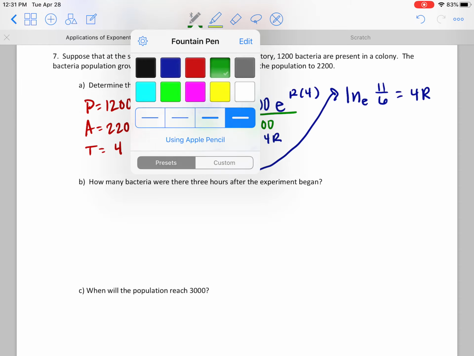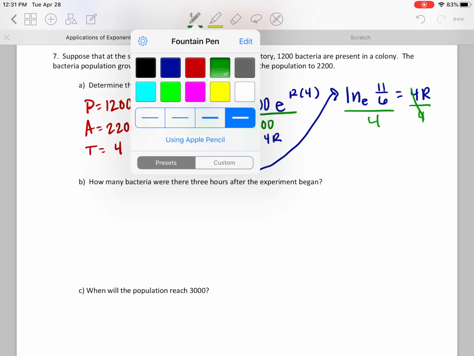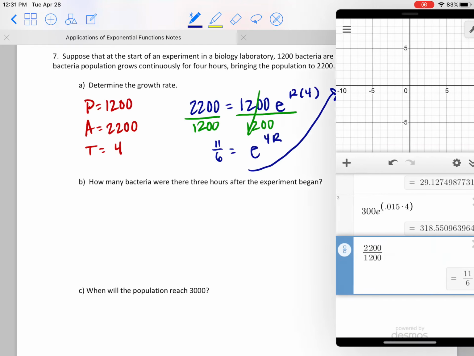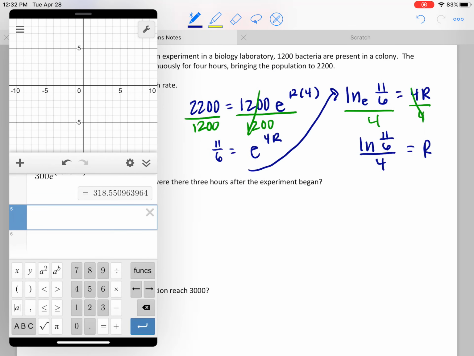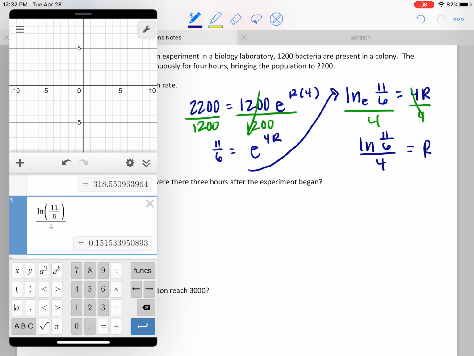Now because this is a base of e, I'm going to use the natural log when I rewrite. So when I rewrite this, it's going to be the natural log, base e, which it already is, of 11/6 equal to 4R. So now I just got to divide by 4 and then go to the calculator. So R is going to be exactly, natural log is already base e, so I don't technically have to write that there. So let's see.